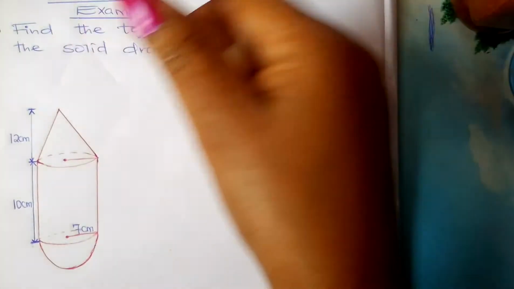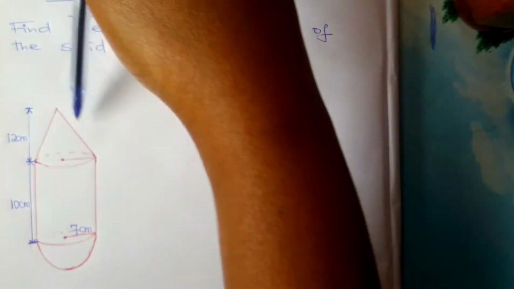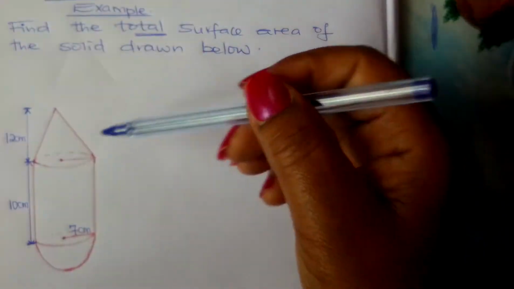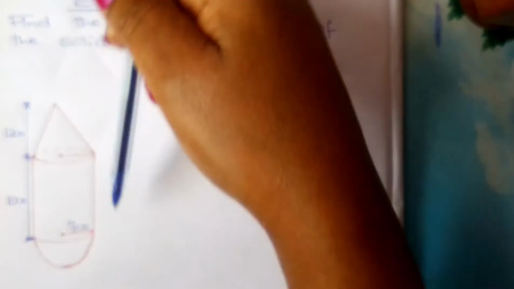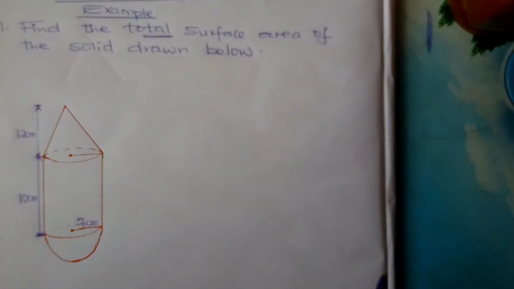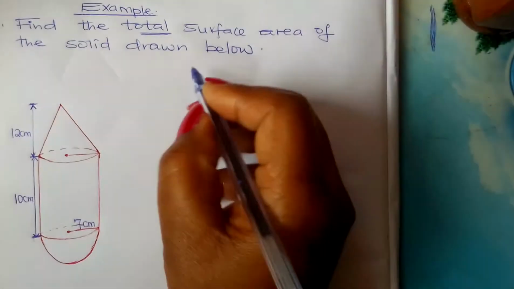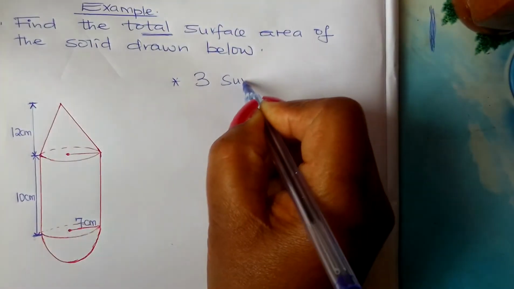The surfaces are what? The curved surface of a cone, that is one. The curved surface of a cylinder, hiyo ya mzunguko. Then the surface of the hemisphere. So, this solid has three surfaces.